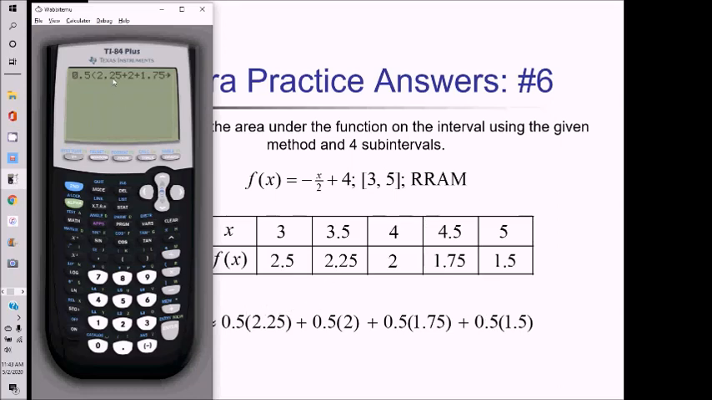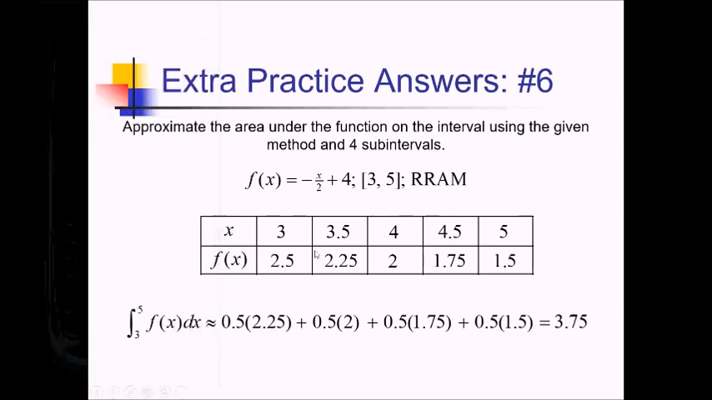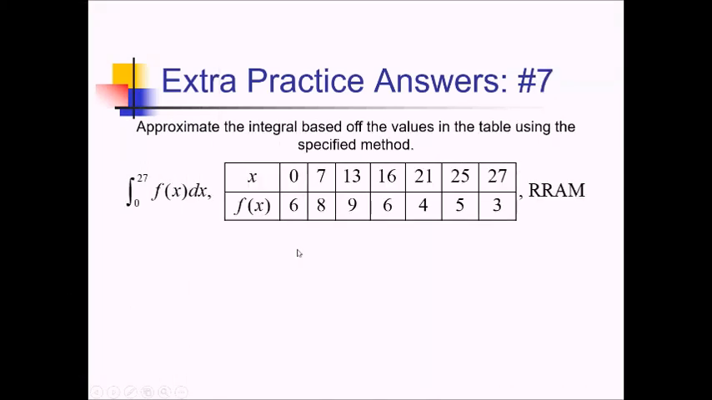And I'm just adding up the things that it was multiplied by in parentheses next to it. So this comes out to 3.75. On this problem, they want us to approximate the integral from 0 to 27 of this function with some table values here using RRAM. So I'm going to say that this integral is approximately equal to the following.